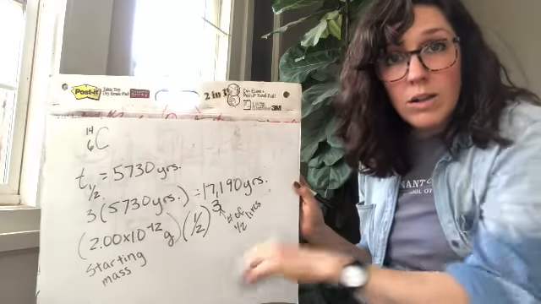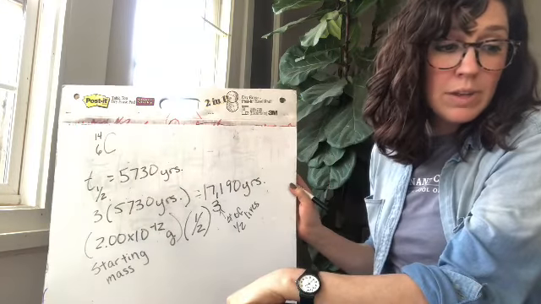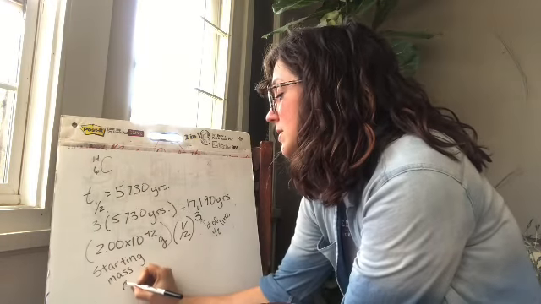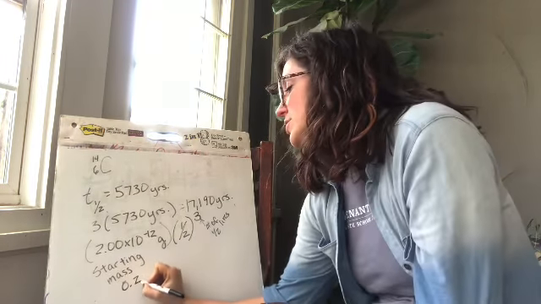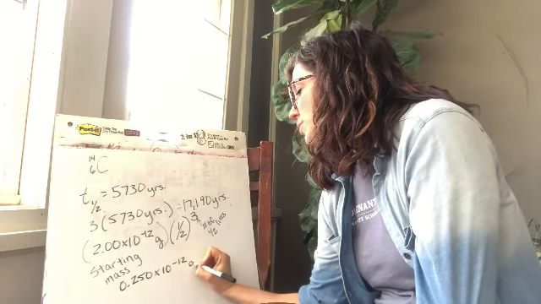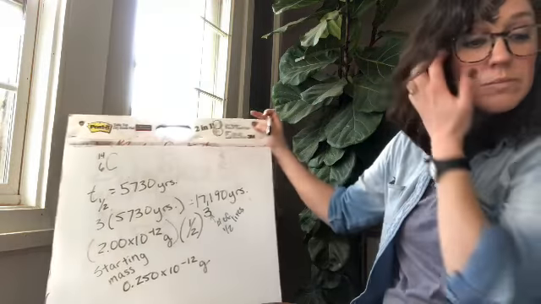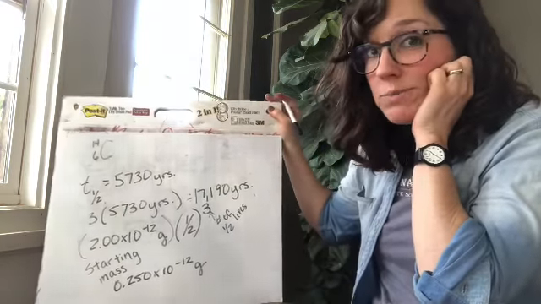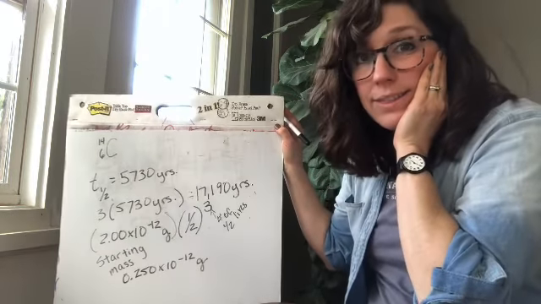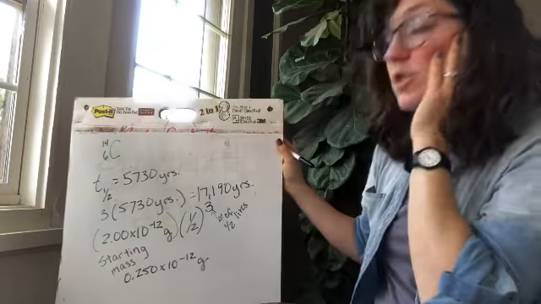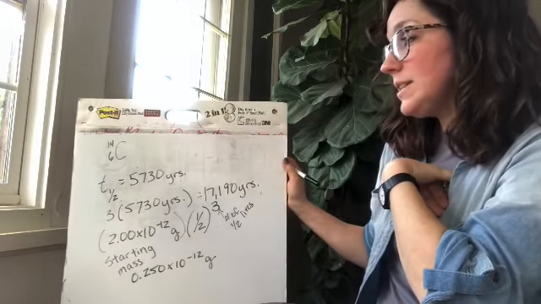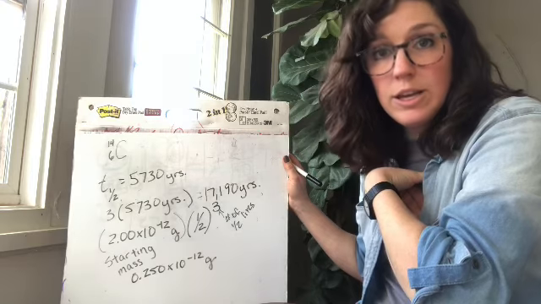When I plug all of this into my calculator, I come up with an answer that is 0.250 times 10 to the negative 12 grams. It's essentially like multiplying 2.0 by 1/8. All right? That's the answer we're looking for. So that is how you use half-life in a problem.